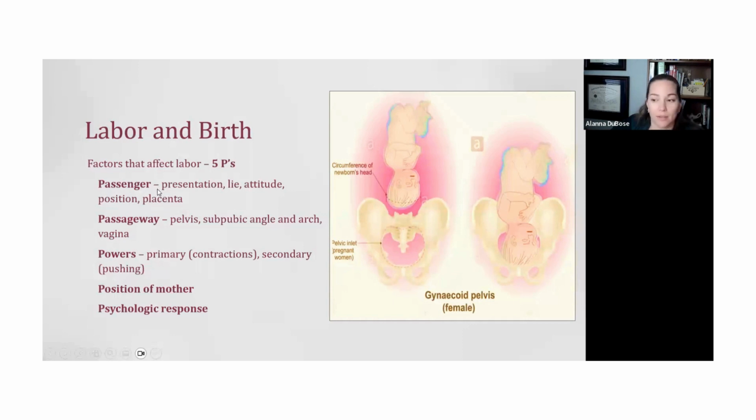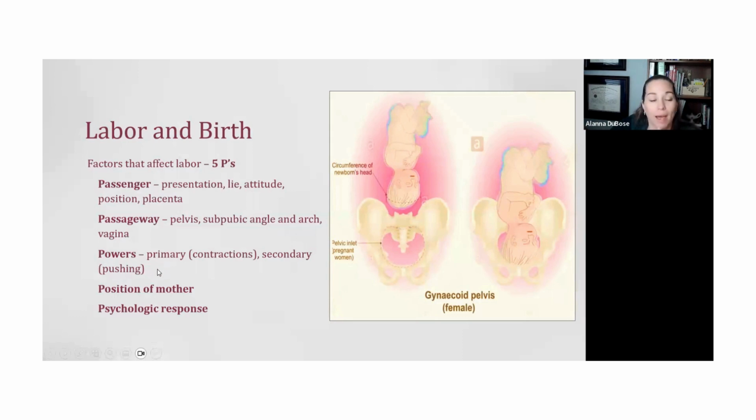Passenger is, of course, the baby, right? So it's talking about essentially the position of the baby, for the most part. Talking about the presentation, which we'll define in a little while, lie, attitude, and general position. And then the placenta can be included in that because it's connected to the passenger. Okay. And then the passageway, which is the way the baby is coming, right? So that's talking about the pelvis, the subpubic angle and arch, and the vagina.